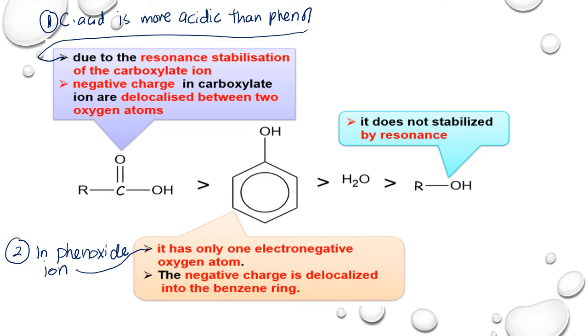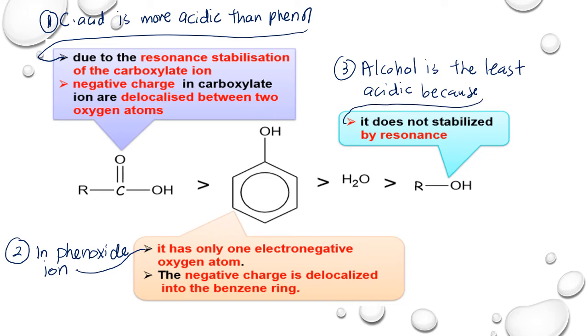Yang ketiga, awak akan kata alcohol. Saya letak dekat atas lah supaya statement dekat atas. Yang ketiga, awak akan tulis alcohol is the least acidic, because, so awak nyatakanlah, because it does not stabilize by resonance. Okay, kalau awak nak tambah, boleh tambah statement yang keempat dekat sini.